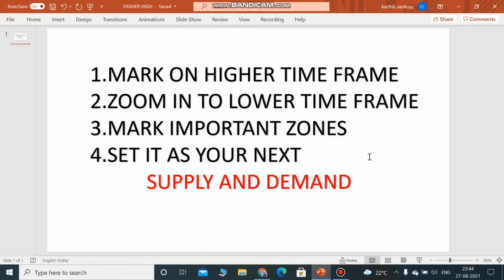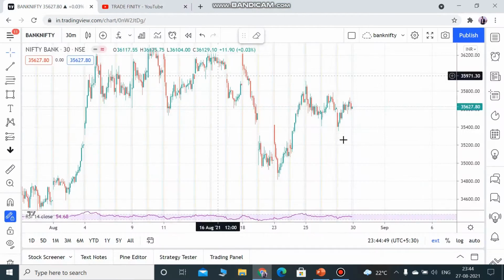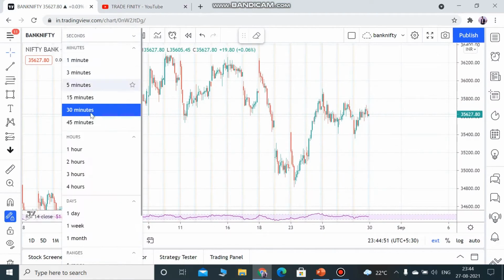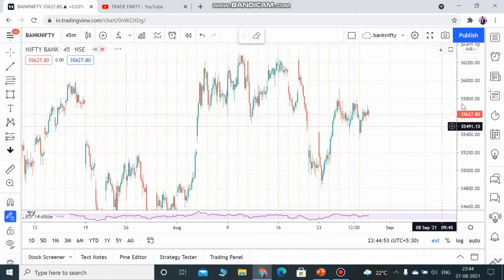So I will be showing these 4 points. I will be marking on the higher time frame and then going to the lower, marking important zones and setting them as my supply and demand. I'll show you how this works. On the first part I will be marking my high on the higher time frame. So I'll go to a little higher time frame.